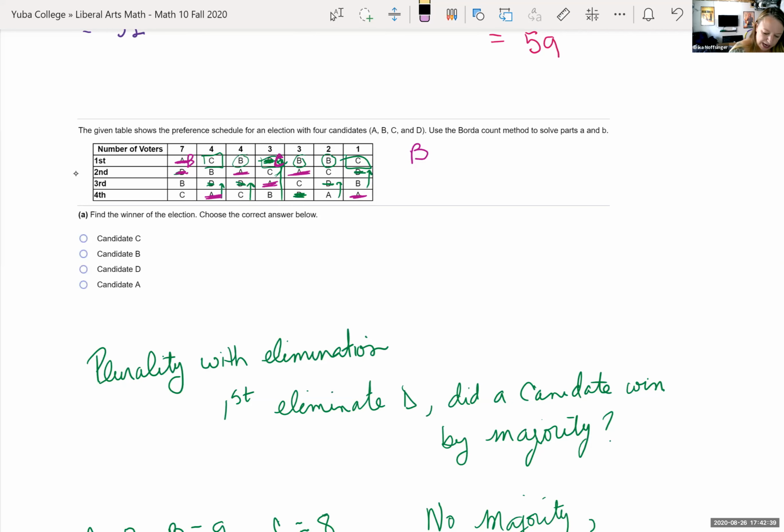Okay, so let's go through and count. First choice for B. We have 7 plus 4 is 11, plus this 3 is 14, plus 2 is 16. I can already tell that's more than half of 24, but let's make sure and calculate this, see if my math was right. So 4 plus 3 is 7, 7 plus 1 is 8. This should sum to 24 votes. It does. And so by this method, plurality with elimination, we have that B wins.